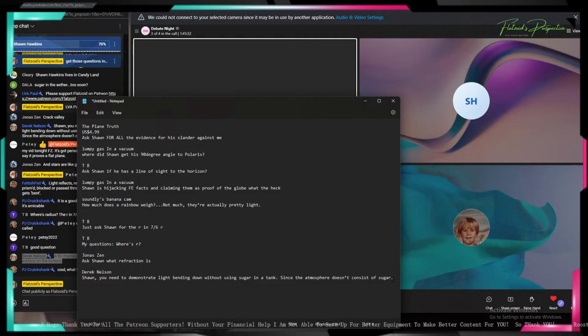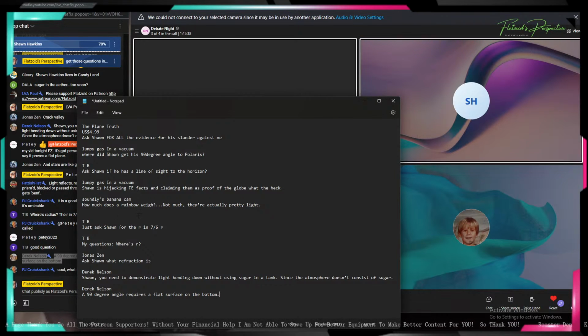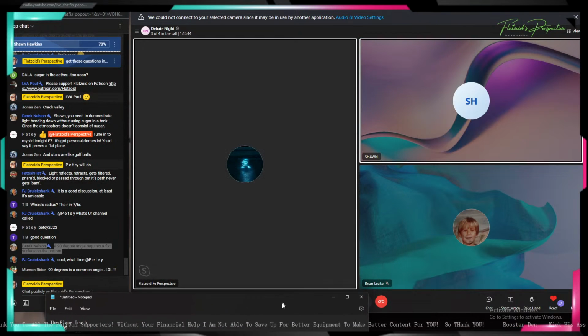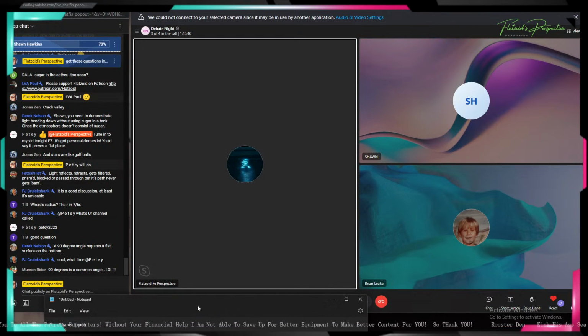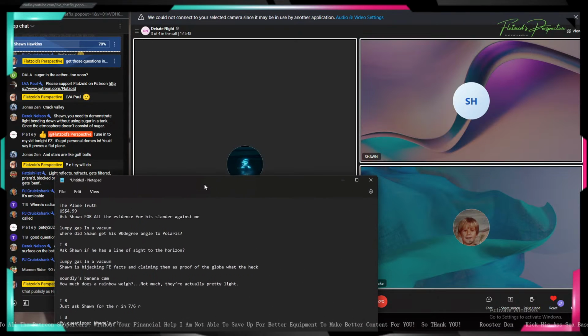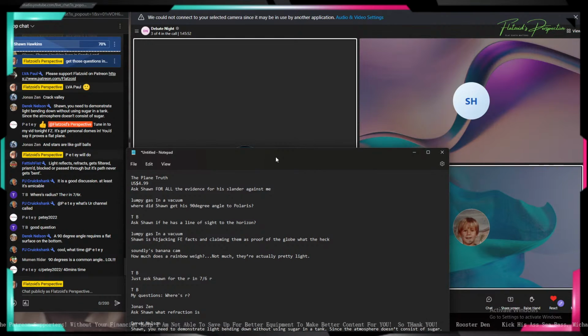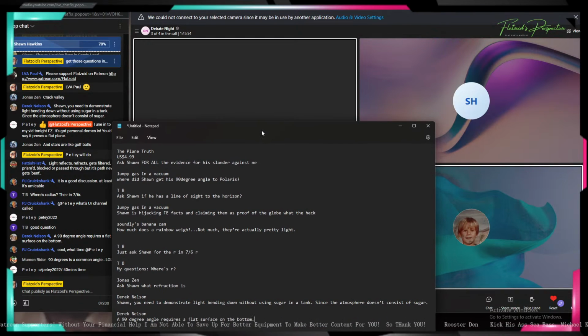Okay, and then we get from Soundly's Banana Cam: how much does a rainbow weigh? Not much. They're actually pretty light. I think that's to Shawn. Ah, funny. Shout out to, is that Santos Bonacci? Soundly's Banana Cam. I'm not sure. Oh, okay. I'm about to say.